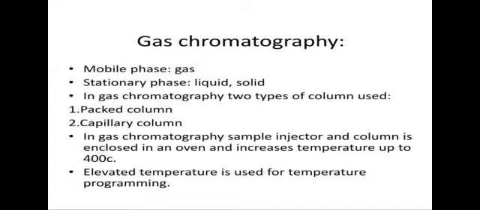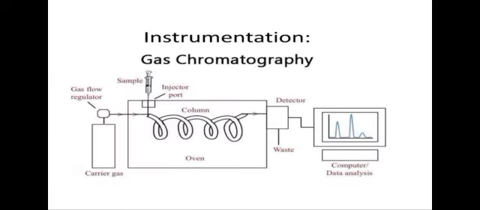Next, we see the instrumentation of gas chromatography. This is the picture of a gas chromatograph. The parts included are the carrier gas, gas flow regulator, sample injector port, column, oven, detector, waste, and computer for data analysis. Next, we see the instrumentation.